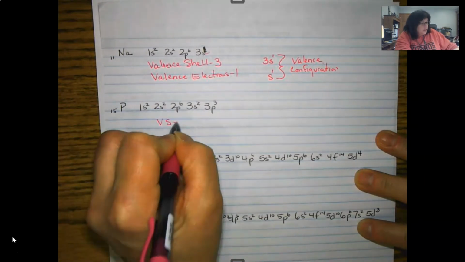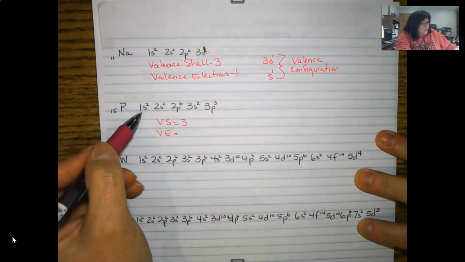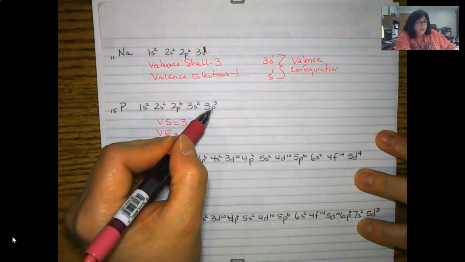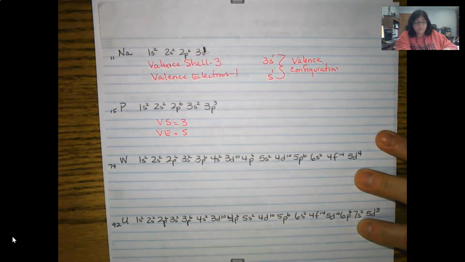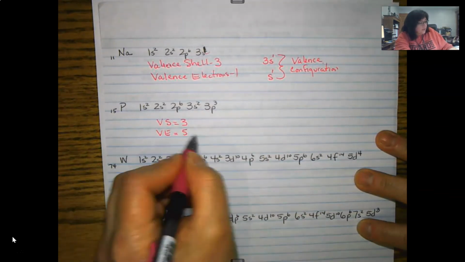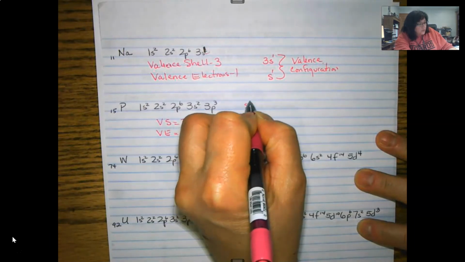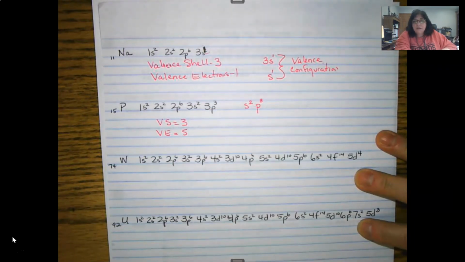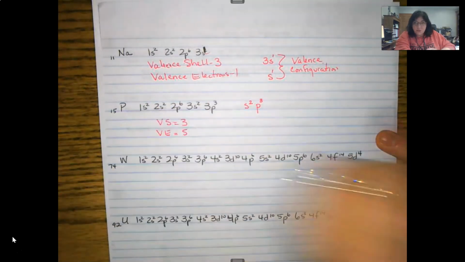All right, if we take a look at phosphorus, same row, so 3rd principal energy level, so nothing's different. Valence shell is still 3. Number of valence electrons is now 3s plus 3p, so there's a total of 5 valence electrons. And valence configuration is going to count all of this. So for phosphorus, you would write s2p3 for the valence configuration, or 3s2 3p3, but I prefer that you get used to doing it this way.